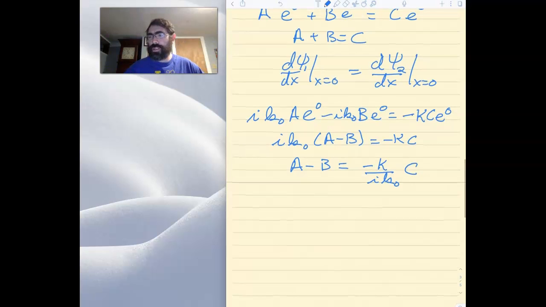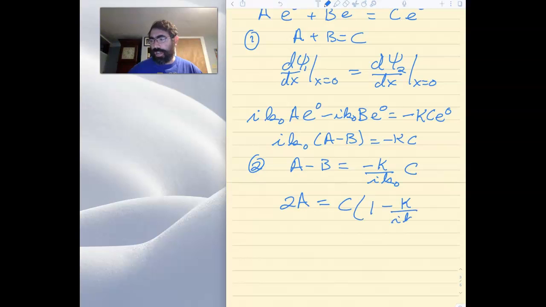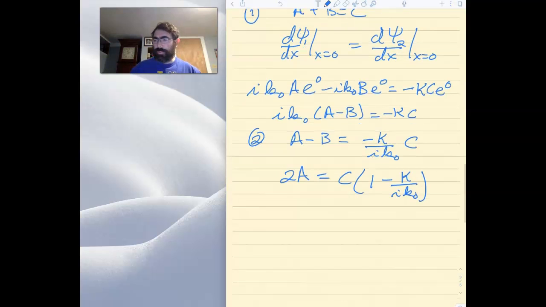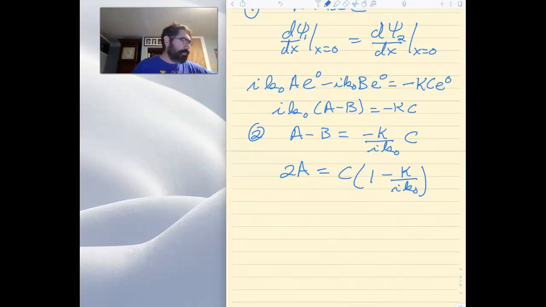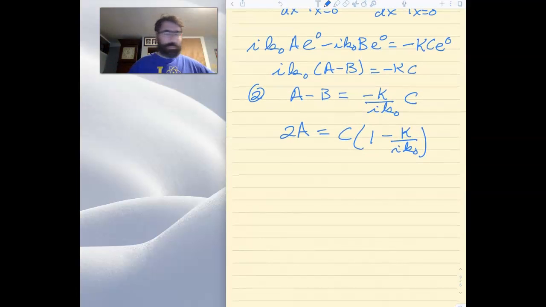Okay, so now if we add the first boundary condition and the second boundary condition, we get 2A is equal to C times (1 minus kappa over i k0), which I can now write as, well, let me rewrite this. 2A is equal to C times (i k0 minus kappa) over i k0.